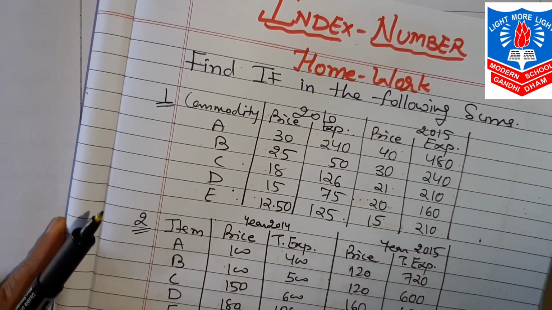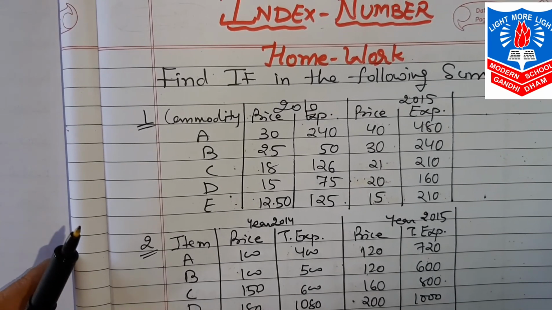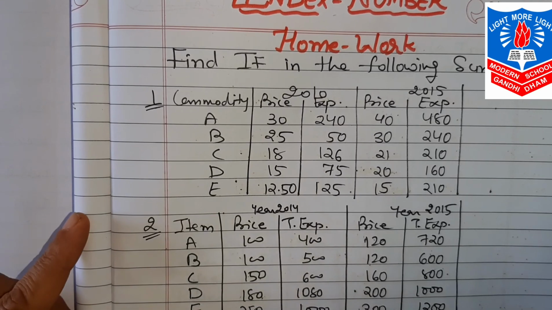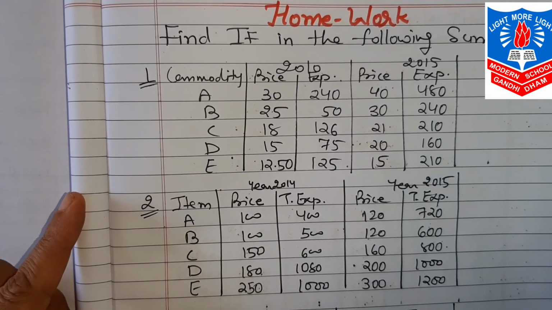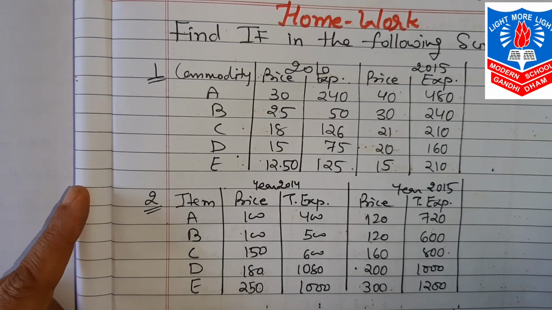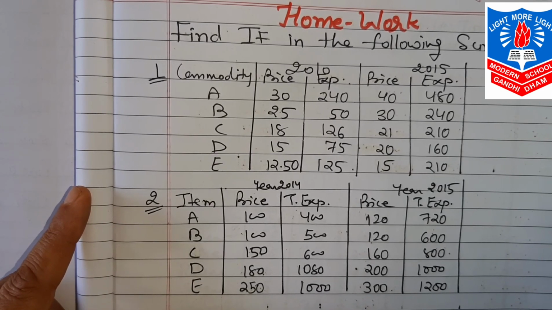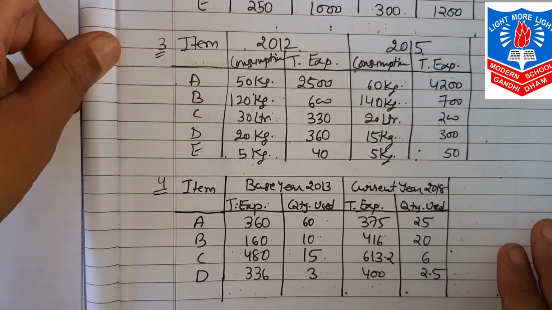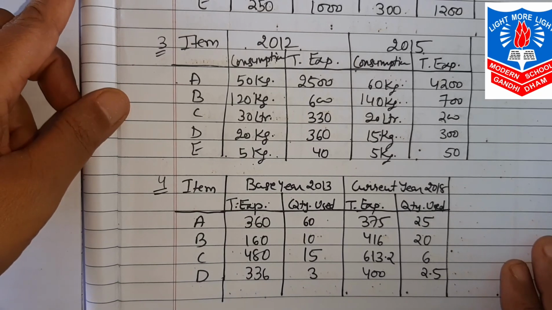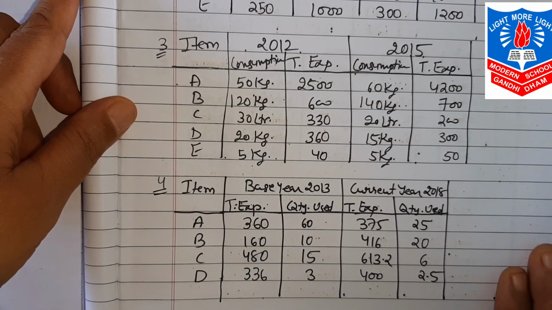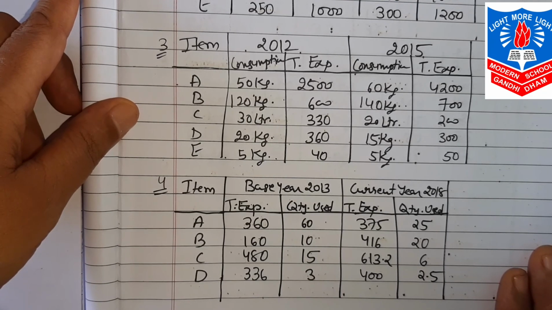Now today's homework. These are questions where you are supposed to find only IF. First, note down these two sums. In total there are 4 sums: the first 2 and these next 2. Solve these sums. You will enjoy while solving them.